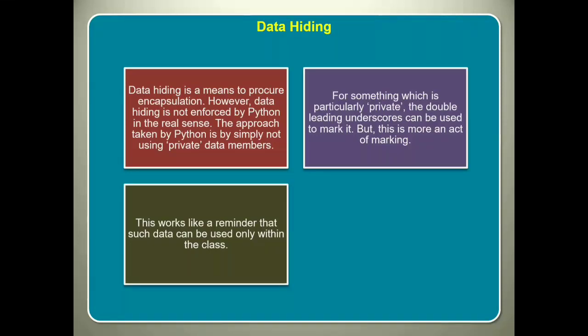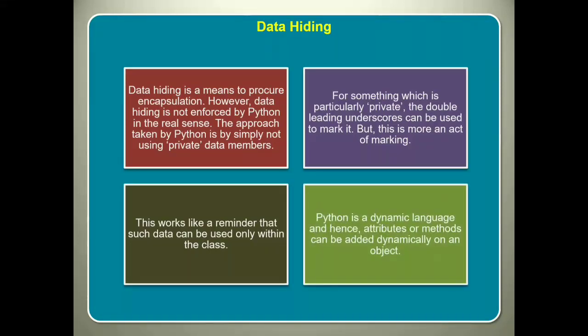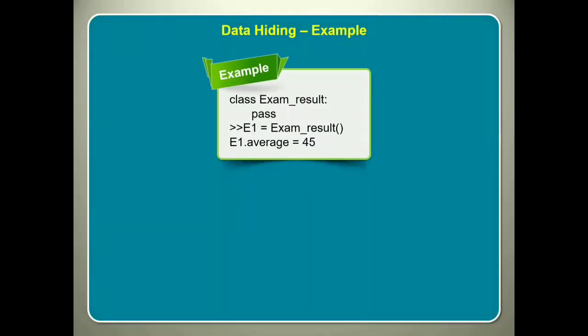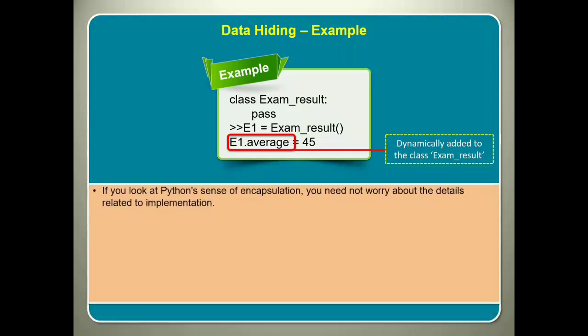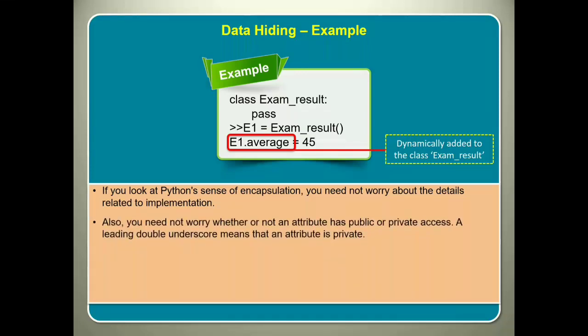You need to remember that Python is a dynamic language, and hence attributes or methods can be added dynamically on an object. Take a look at the example on the screen, in which the attribute average is dynamically added to the class exam_result through E1. If you look at Python's sense of encapsulation, you need not worry about the details related to implementation. Also, you need not worry whether or not an attribute has public or private access.